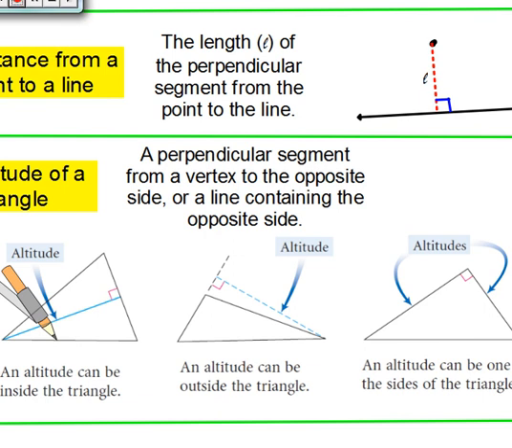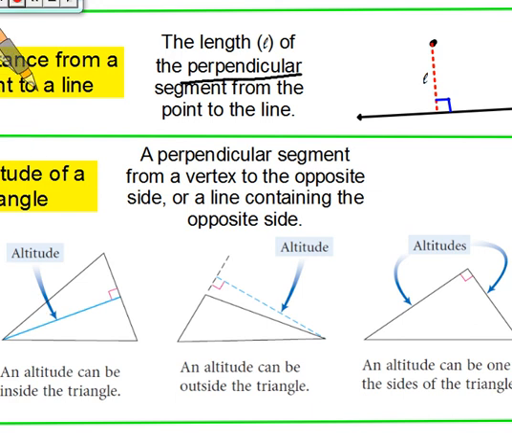So to fill in some of those blanks, the distance from a point to a line when we are in geometry, we say it's the length of the perpendicular segment from the point to the line. And as a review, we need to know the altitude of a triangle. So it kind of has to do with that. We'll be constructing some of these.